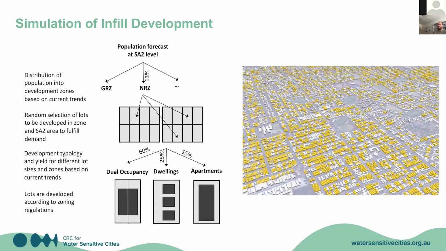So if it's between 600 and 1,500 square meters, for example, then it would develop that. And this is the result that you see here. All of those yellow buildings give you that change in your form, basically. So this is then simulating, in this case, side-by-side buildings, townhouses, as well as apartment blocks.